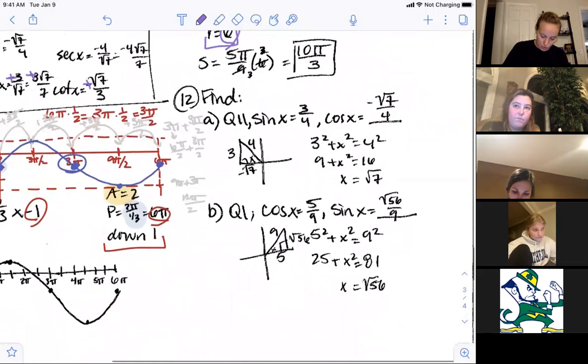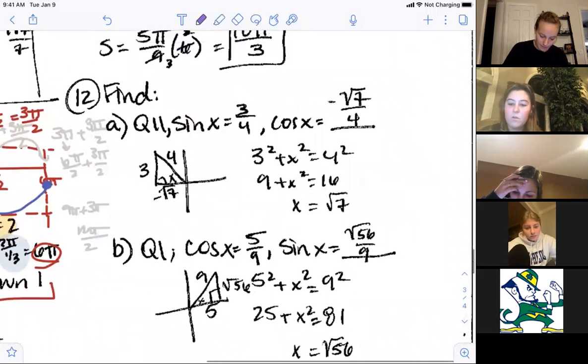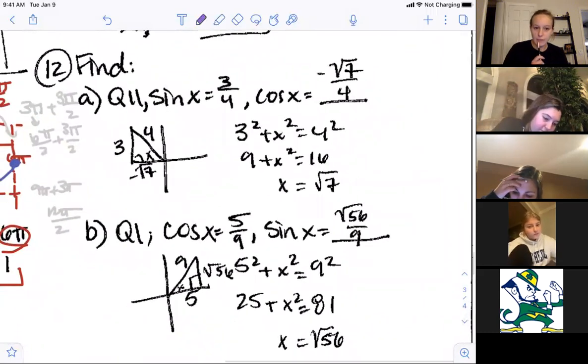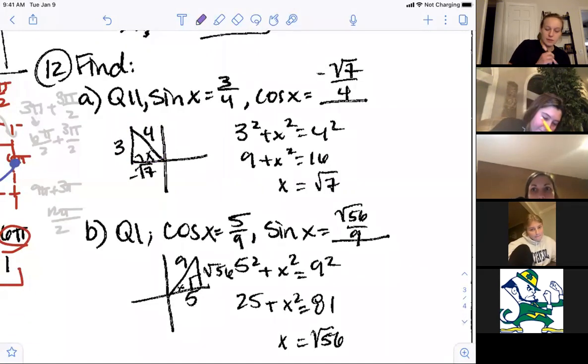What about 12? Yeah, can you do that? Yeah. All of these are different problems. Letter A is its own problem. It says in quadrant 2, sine is 3 over 4. So I'm in the second quadrant, sine is 3 over 4, find cosine. So I just drew my little triangle. I labeled it opposite is 3, hypotenuse is 4. We had to find adjacent using the Pythagorean theorem.